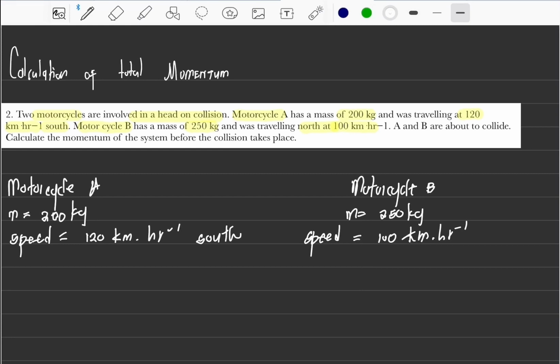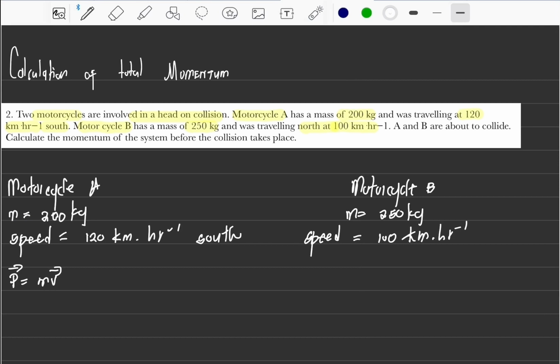For calculations of momentum, we know that the formula is P equals mv, where P indicates momentum, m indicates mass, and v indicates velocity. We were given speed, not velocity, so we have to convert our speed into velocity. If you have no idea how to do this, there's a video with a blue background in the list of videos on this channel, so you can check that out to practice more about how to do conversions.